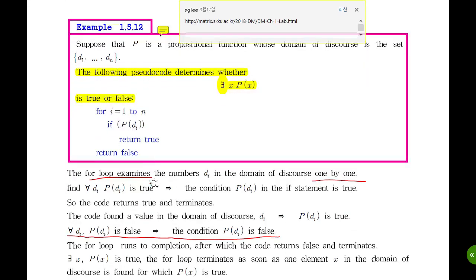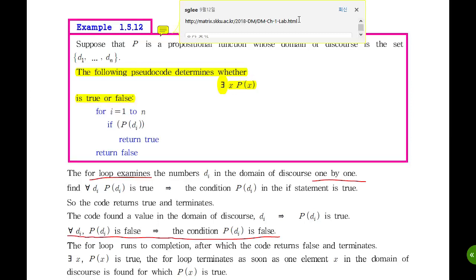Next, suppose that P is a propositional function whose domain of discourse is the set of d_i's. Then the following pseudo code determines whether there exists x such that P of x is true or false. We check whether P of d_i is true or false, from 1 to n.